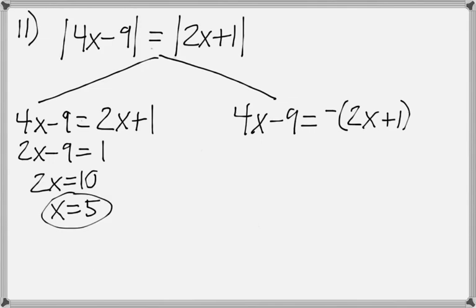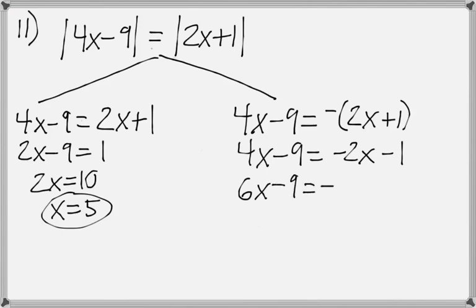And if I go to the other branch, that negative sign, I do want to distribute that. So that'll be negative 2x minus 1. And then I need to solve for x here, so if I add 2x to both sides, then I'm going to get 6x minus 9 is equal to negative 1. If I add 9 to both sides, then 6x is equal to 8.